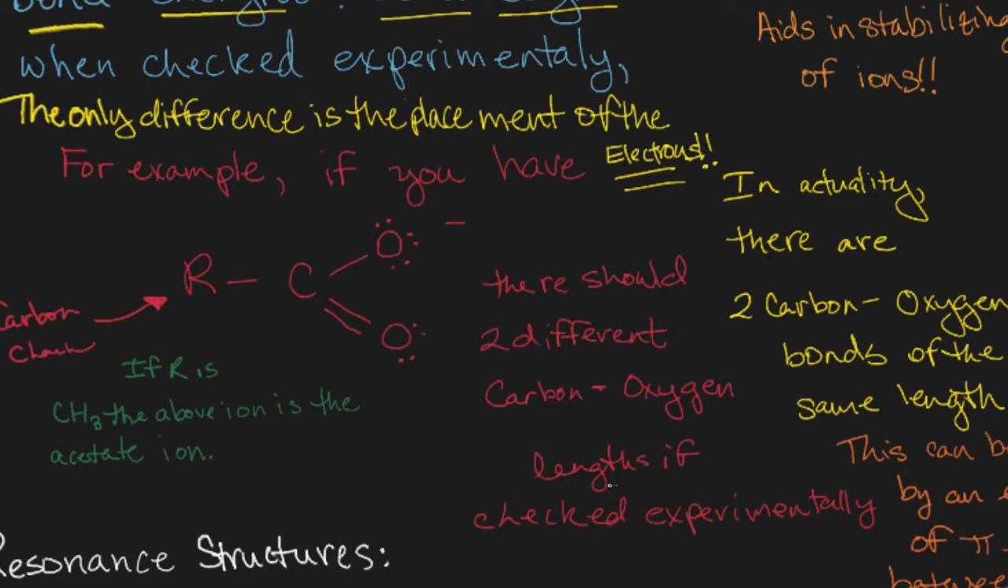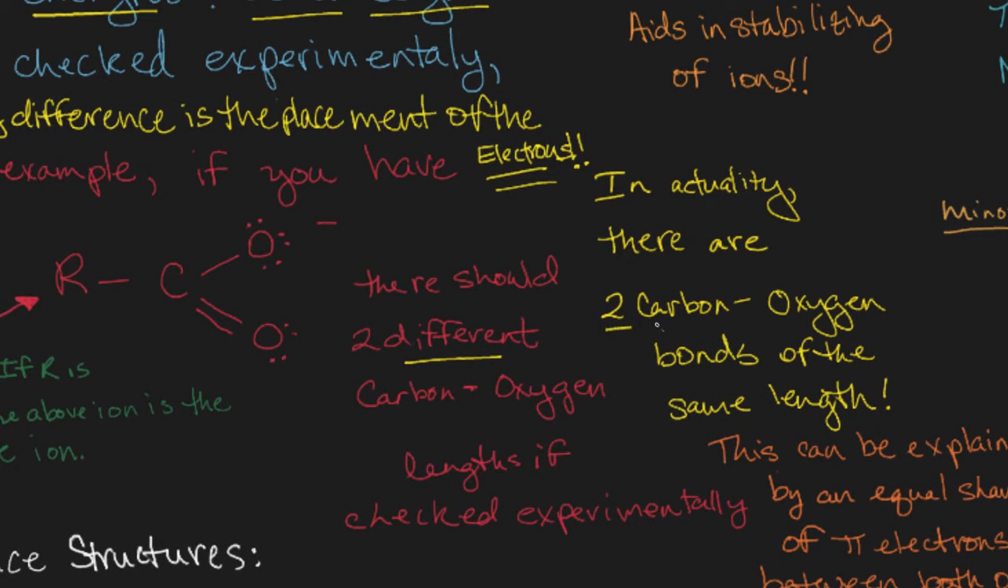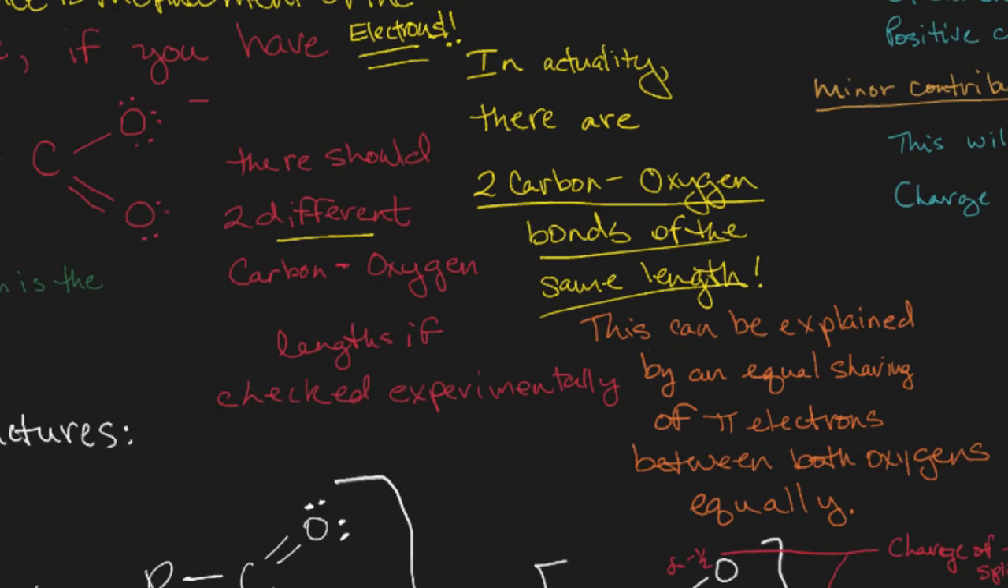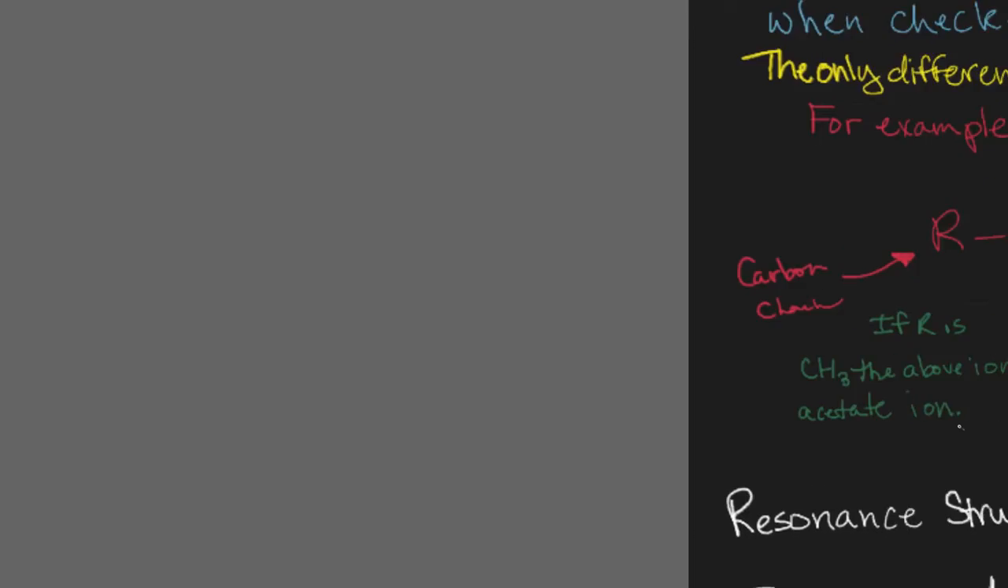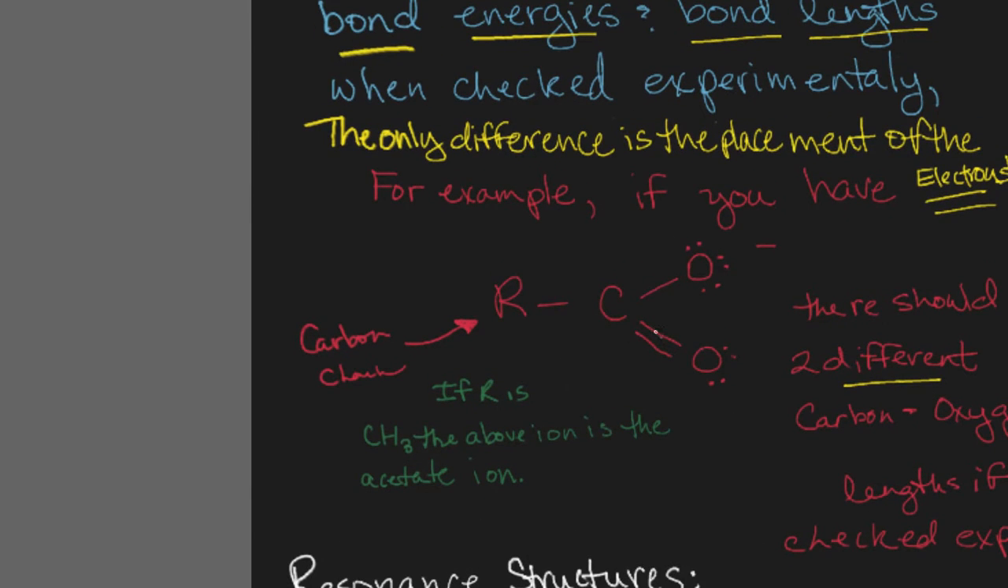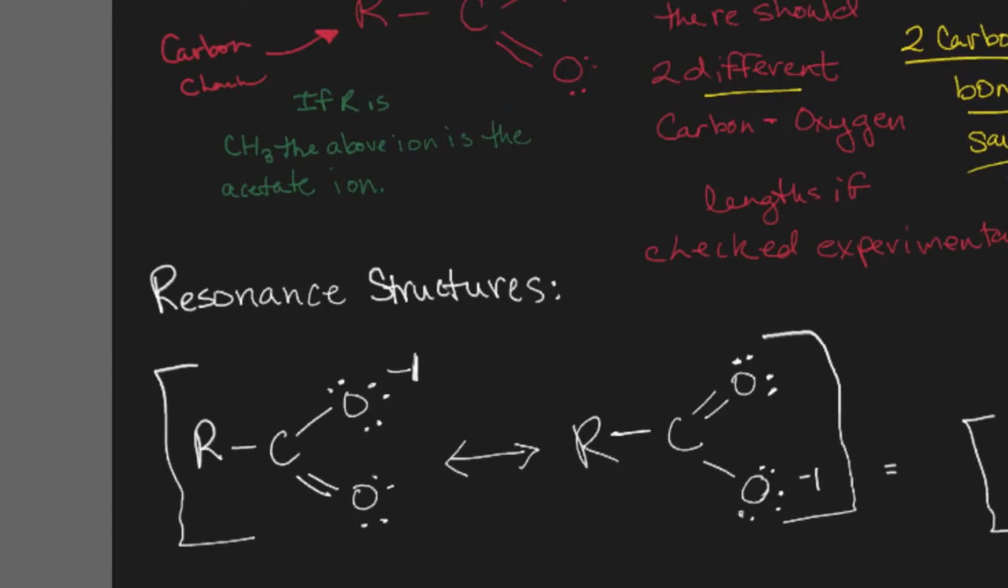But in actuality, we don't see these two different ones. What we see is two carbon-oxygen bonds that are exactly the same length. How can this be explained? Well, this can be explained if the pi electrons were shared equally between both oxygens in that structure. So here, if these two guys shared them equally, let's look at what that would be like.